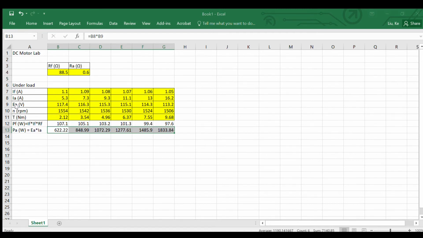You can see how convenient it is, and it does the calculation very quickly, so you don't sit there punching a calculator for 2 hours. All right, the next one will be the mechanical power.